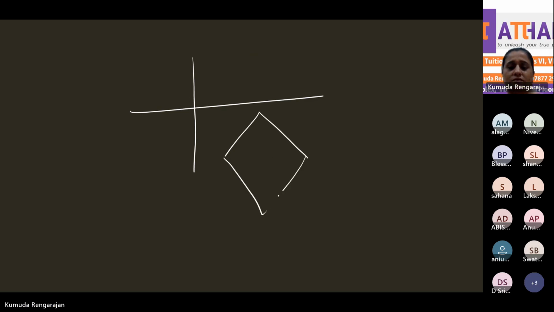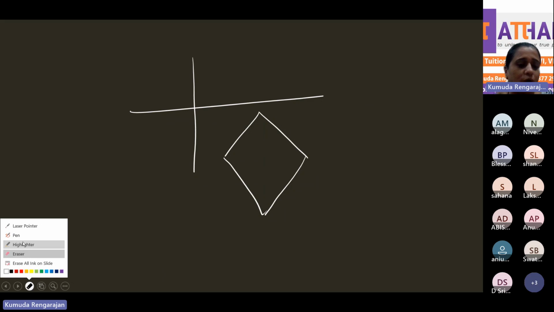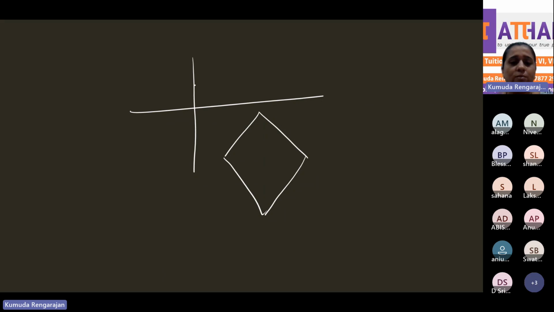Rhombus, easy. So you have a rhombus here or maybe a kite. This is one diagonal. You should show the diagonal. See, when you plot the 4 points, you will not have the diagonal. You should connect the diagonal. To count, you should connect the diagonal. When you plot the 4 points and join them in order, you'll have this figure.